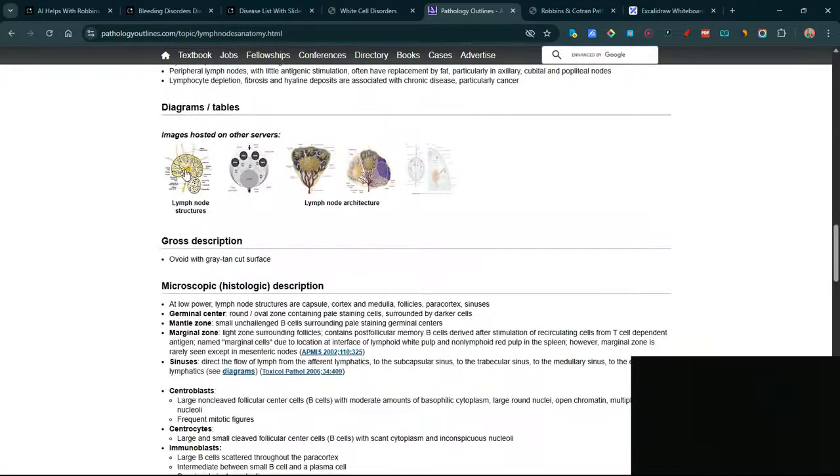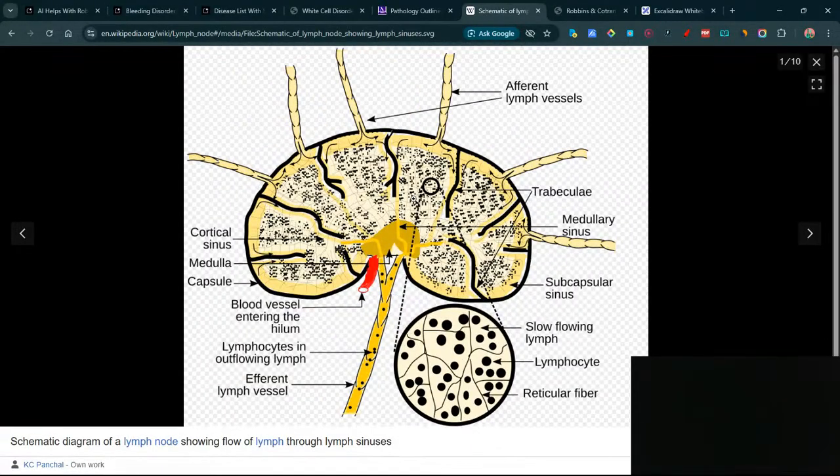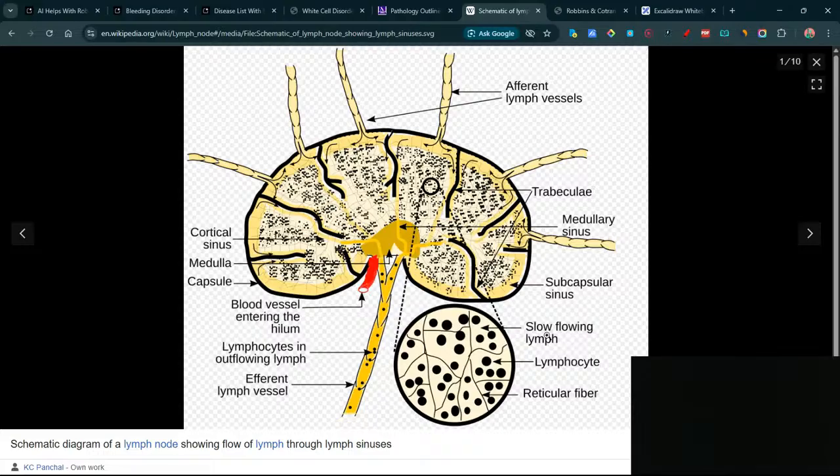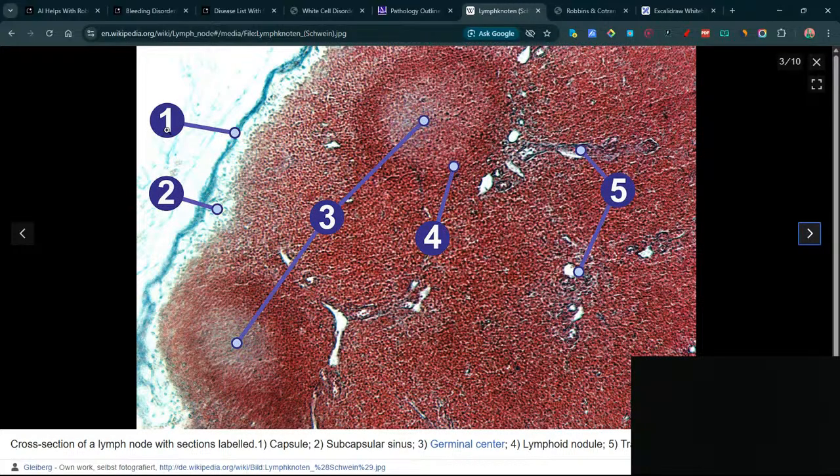So now let's see these images. All right, these are the images. Now this is the lymph node. These are trabeculae and these are medullary cords, along with its capsule. Okay, lymph nodes: these are the thymus, thoracic duct, cervical, inguinal lymph nodes in the leg. There is the spleen. Okay, this is okay.